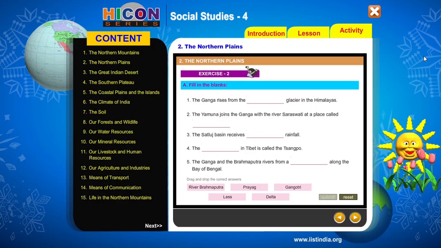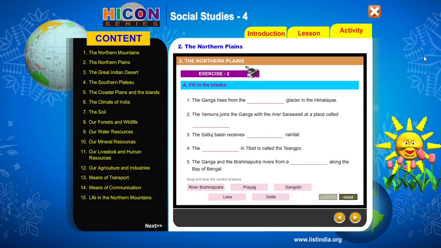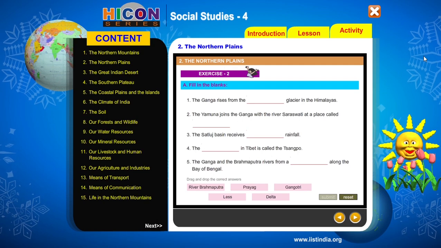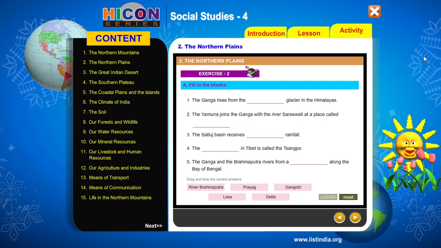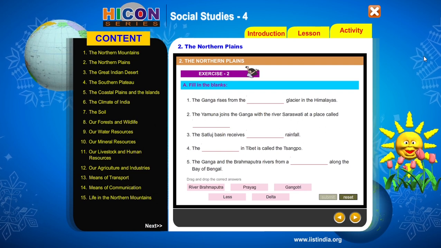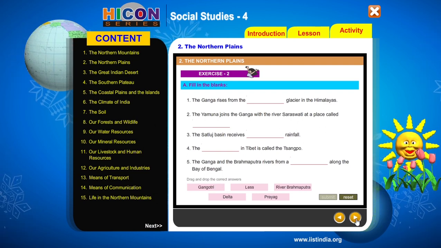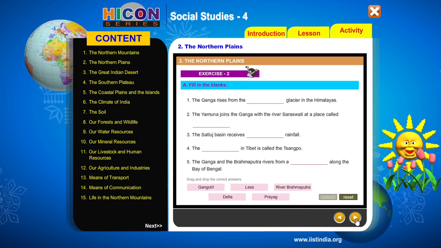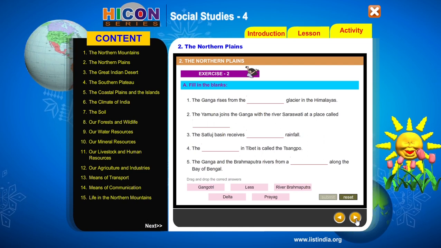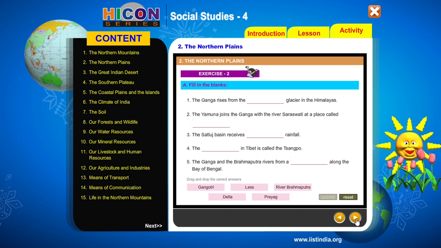So children, we have seen the lesson part of the Northern Plains in the last class. And now it is time for us to do the activity part of this lesson, right? So the exercise starts with fill in the blanks. There are 5 sentences given there and every sentence has a blank in that, okay?